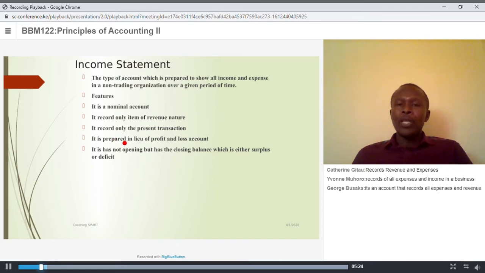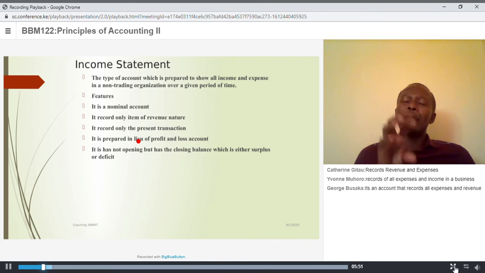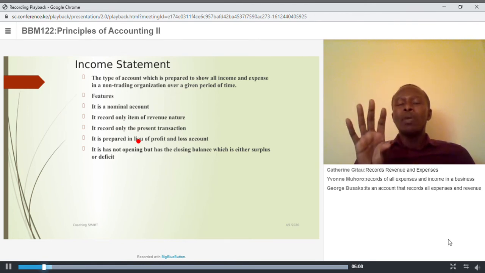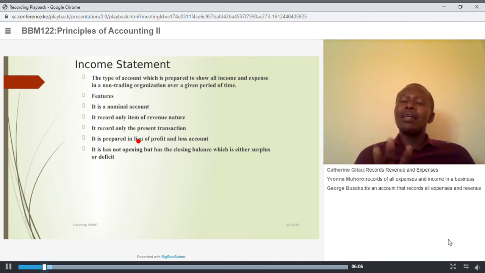Number 3, it records only the present transaction. Meaning that in the income and expenditure account, we are not supposed to record the previous transactions, neither the future transactions. We are only focusing on the current transaction. All transactions happening in a particular financial period are supposed to be recorded in the income and expenditure account. All items of capital nature are not supposed to be recorded in it.